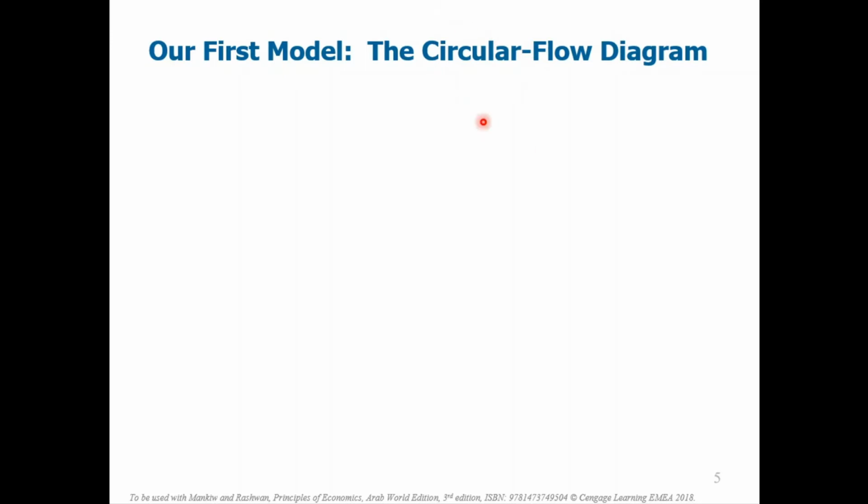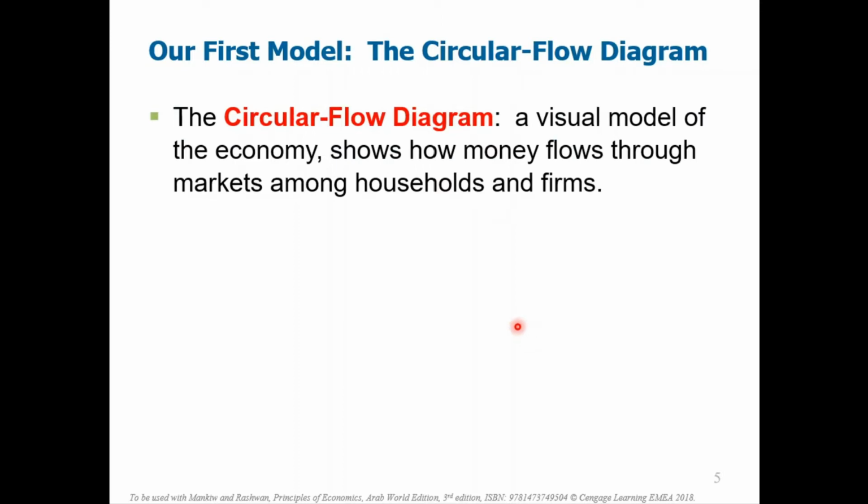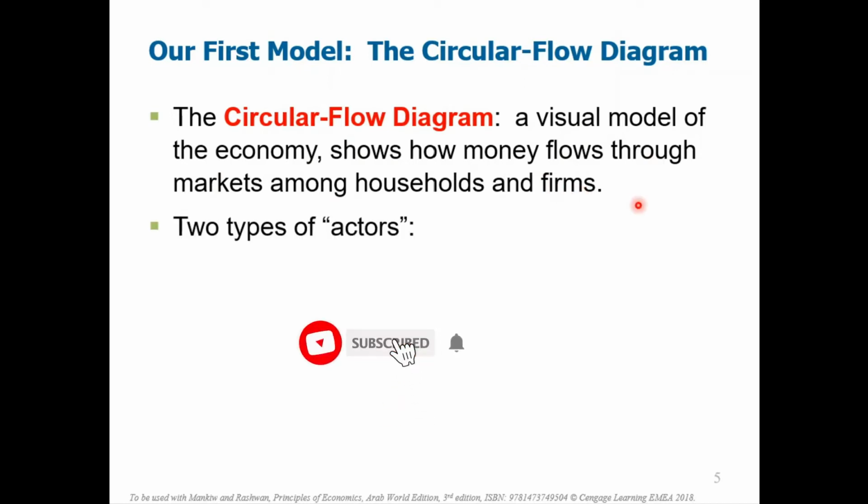We have here a flow of what? A flow of production and a flow of money. So the definition of the circular flow diagram is a visual model of the economy that shows how money flows through markets among households and firms. So what do you mean by households and firms?